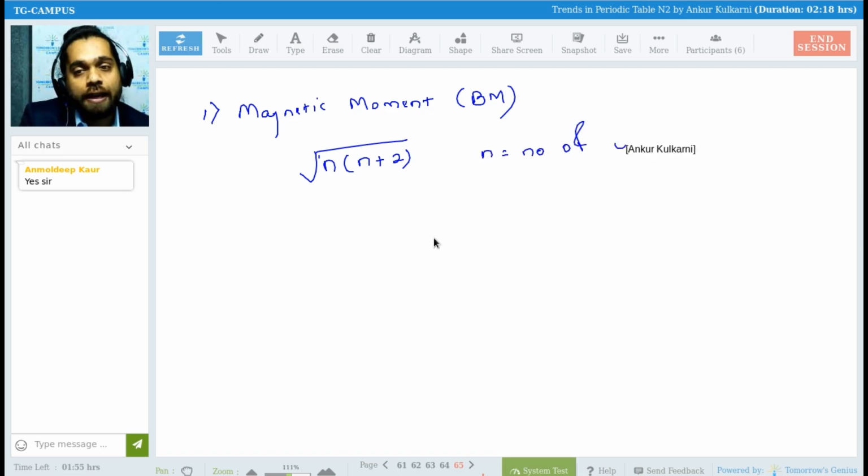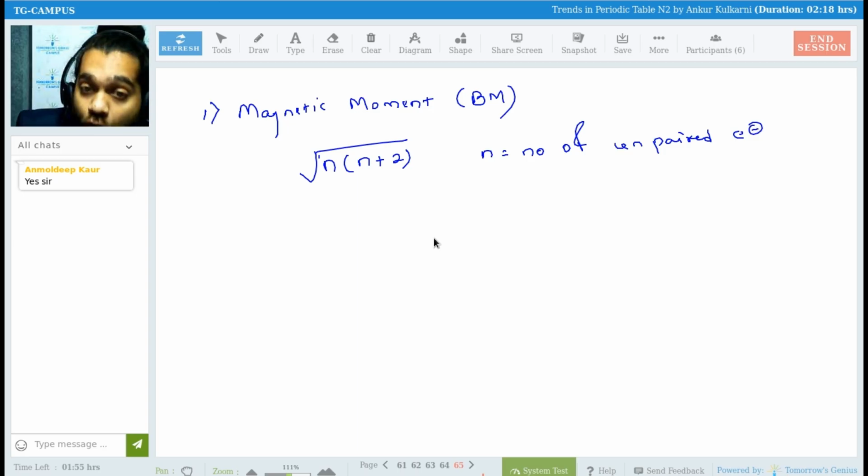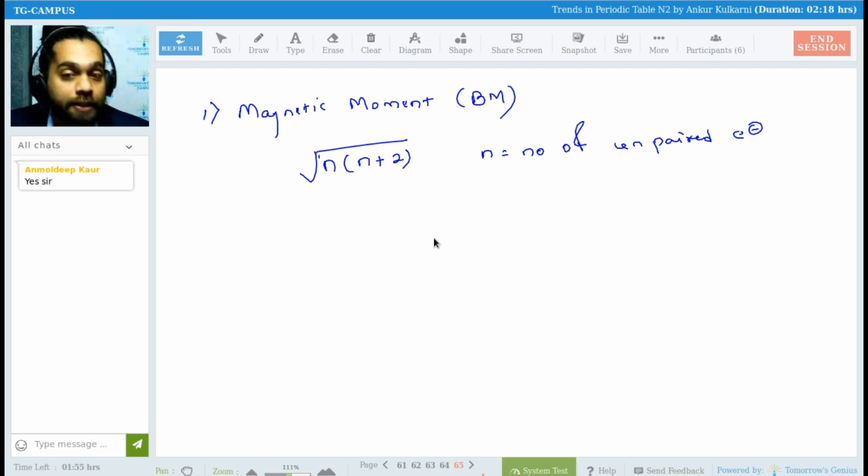Please write down the formula. n is the number of unpaired electrons, not the number of electrons. Please remember this. Many students get confused in this. It is the number of unpaired electrons.